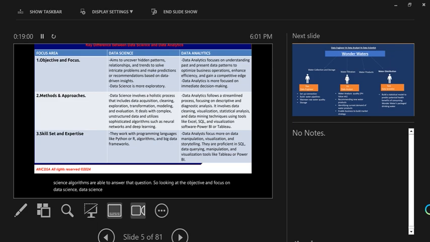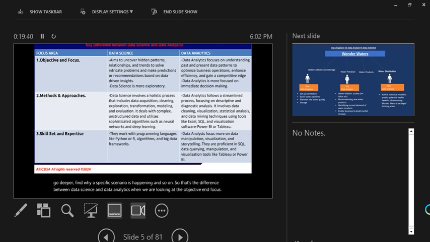It aims to uncover hidden patterns, relationships, and trends to solve intricate problems, and of course making predictions or recommendations based on data-driven insights. What it means is that data science is more exploratory, like it tries to uncover the hidden patterns, to go deeper, to find why a specific scenario is happening and so on. So that's the difference between data science and data analytics when we are looking at the objective and focus.